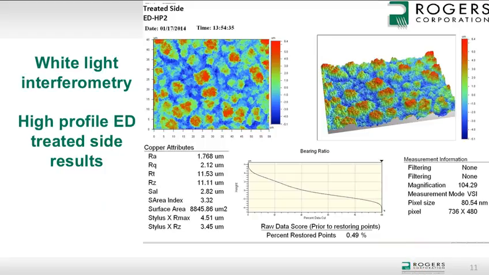In this current picture, we're looking at the output from the white light interferometer. This is for the treated side of one of our high-profile ED foils. You can see that on the right a 3D image is generated, and from the interferometry pattern it calculates the RQ, the RMS roughness, the RZ value, which you'll see is considerably larger, and also the surface area index.